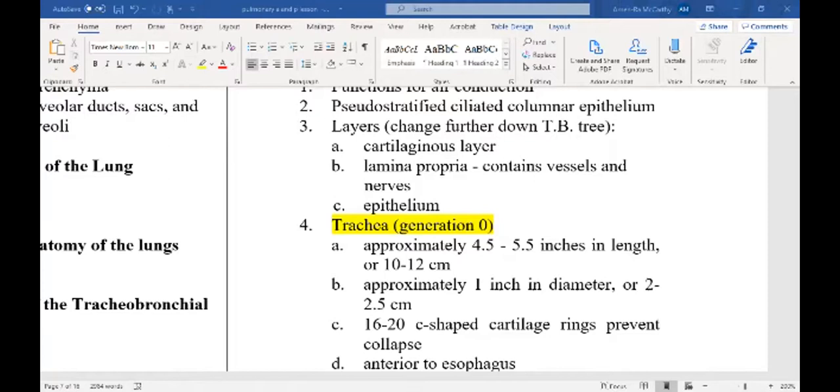All right. But then we start with the trachea, which is generation what? 0. The trachea is considered to be generation 0. This is before it starts to bifurcate, because all those bifurcations are generations, right? We don't make y'all memorize all the generations, but I do want you to know that the trachea is generation 0.